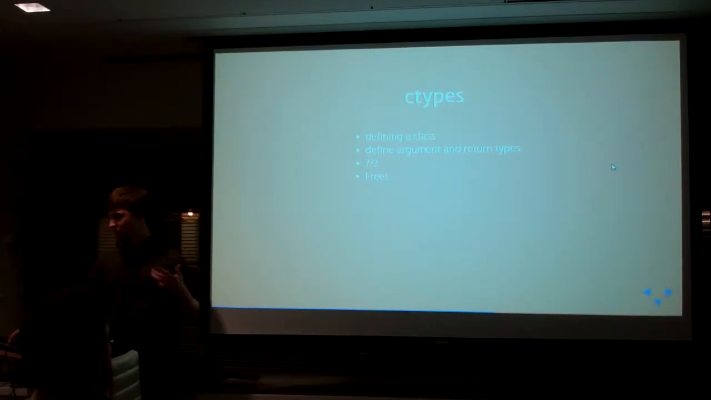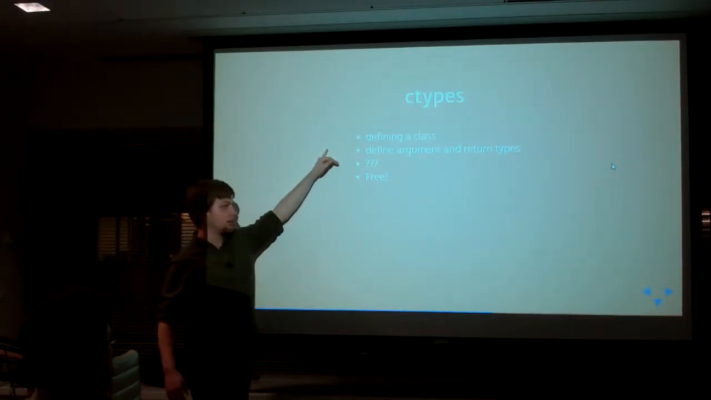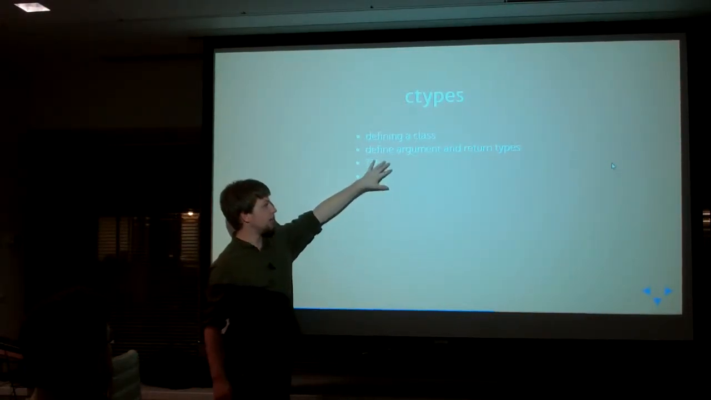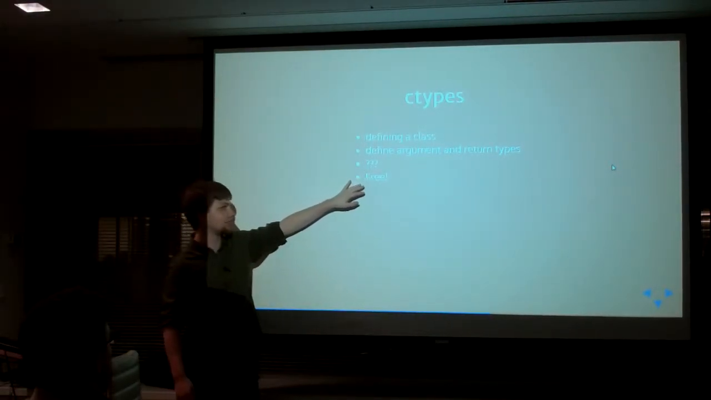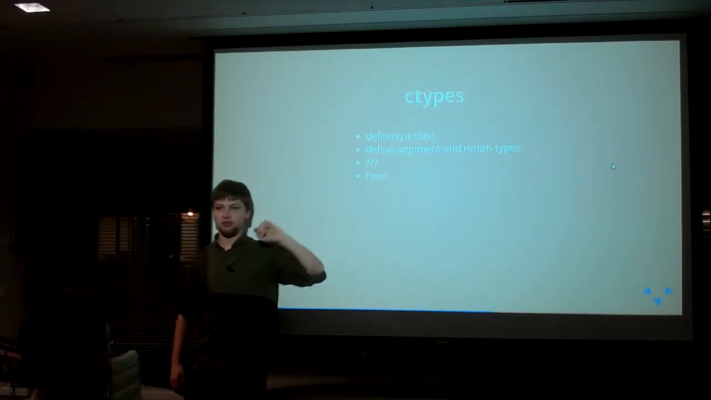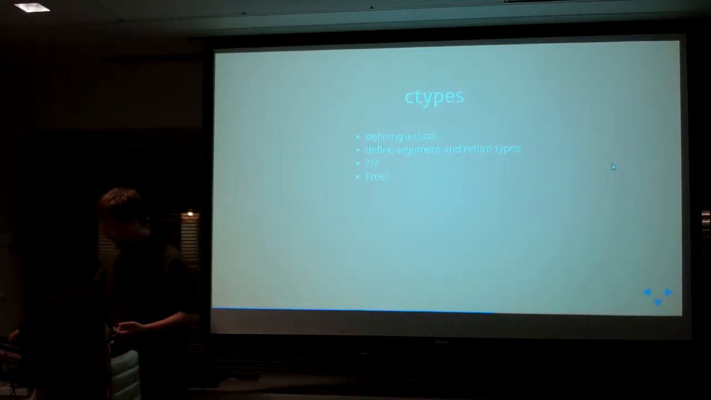Define arguments and return types. So we need to do all these certain things. We define the class that we'll be using, which is a C structure. We're defining the types that we'll be using. We do something in the middle, and then instead of profit, we're going to free, because we need to free the memory, because it's still C in the end.